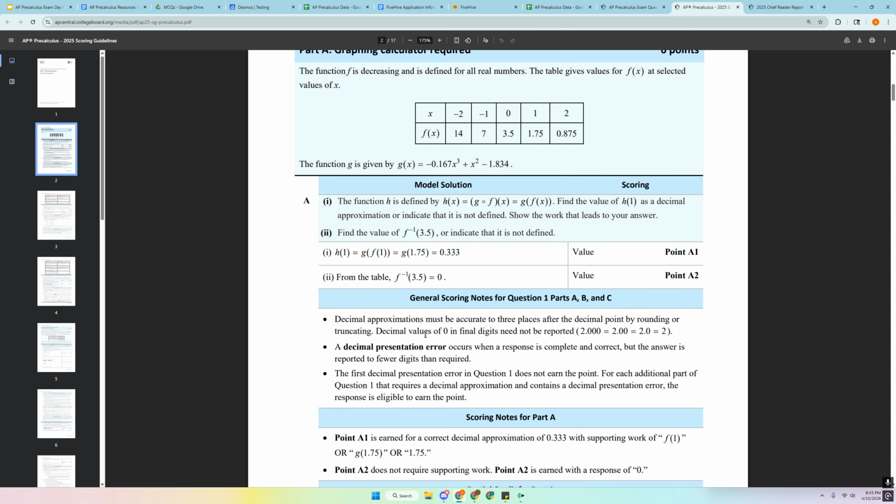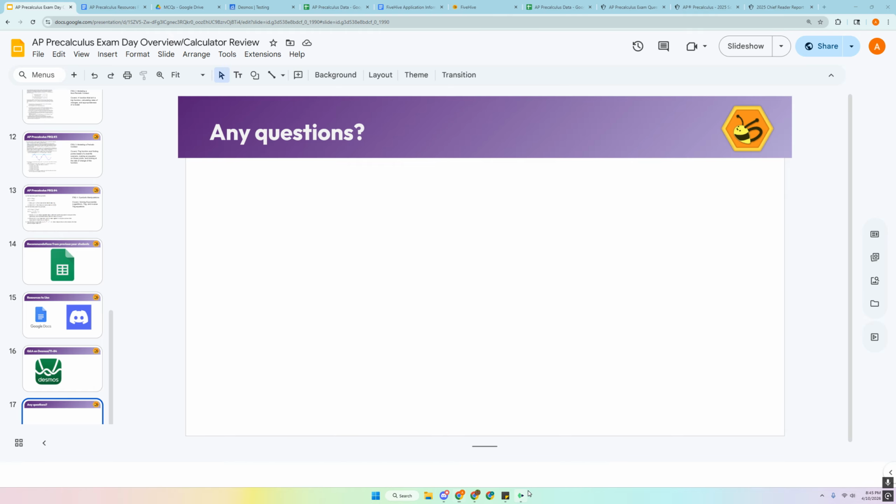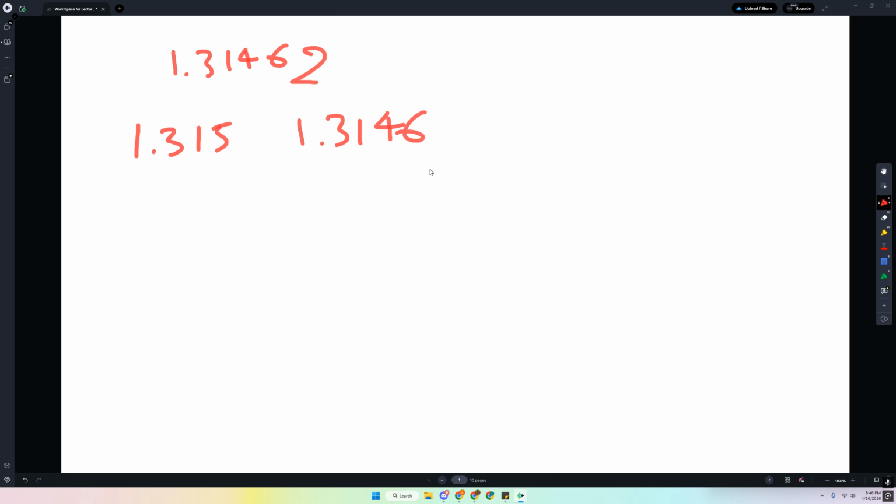Okay. Oh yeah, for decimals, do 3 decimals rounded or 4 decimals truncated. Pretty much that means do that for 1 point. If our decimal, let's say it was 1.31462, for example, we would round it off or do this and truncate it at 4 decimals. Doing otherwise might sometimes lose you points and probably will. So always remember to round to 3 or truncate at 4.